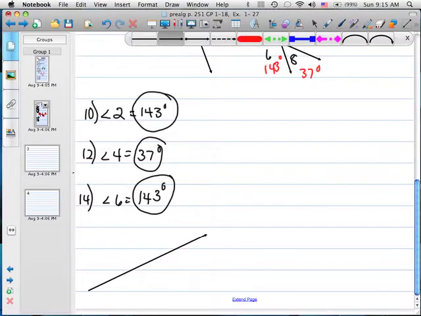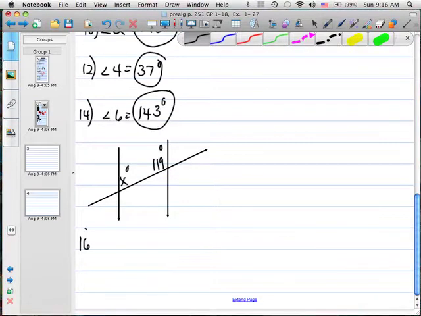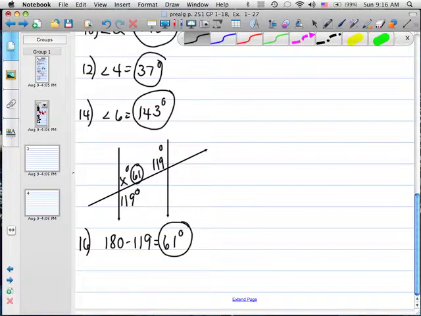Since we're only using this for 1, I'm just going to draw it right here on the left side. And we have X is here. We're trying to find that, and this is 119 degrees. So we have to find X. We know alternate interior angles are congruent, or the same. So this is 119 degrees. X and 119 make 180 degrees since this is a straight line. So if I take 180 minus 119, I get 61. So angle X is 61 degrees.